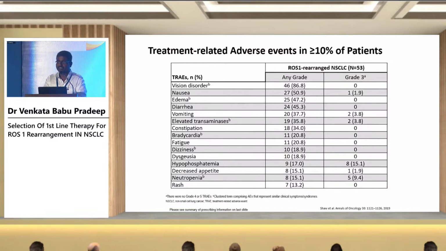So these are the side effects that occur in more than 10% of treated patients, which include vision disorders. The vision disorders may be as small as photopsia or floaters, and as severe as retinal detachment, retinal derangement, and severe vision loss. Followed by nausea, edema, diarrhea. These are all the GI side effects. We know that there are lab abnormalities, elevated transaminitis, which requires the dose modification as discussed by the previous speakers.